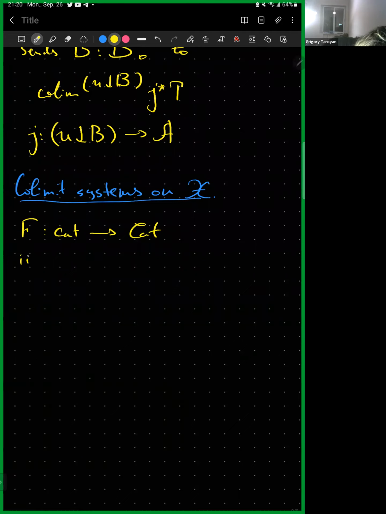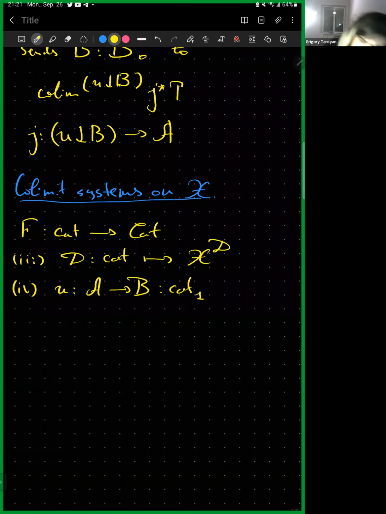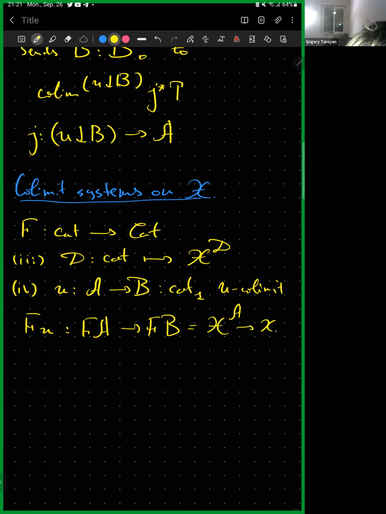And so this works like this. On objects, if D is a small category, then it is mapped to a not necessarily small category of diagrams of shape D in X. Second, if we have a functor between small categories, we map it to a certain U colimit Fu from, well, formally speaking, from Fa to Fb, but we know what that means. It means from, say, Xa to Xb.